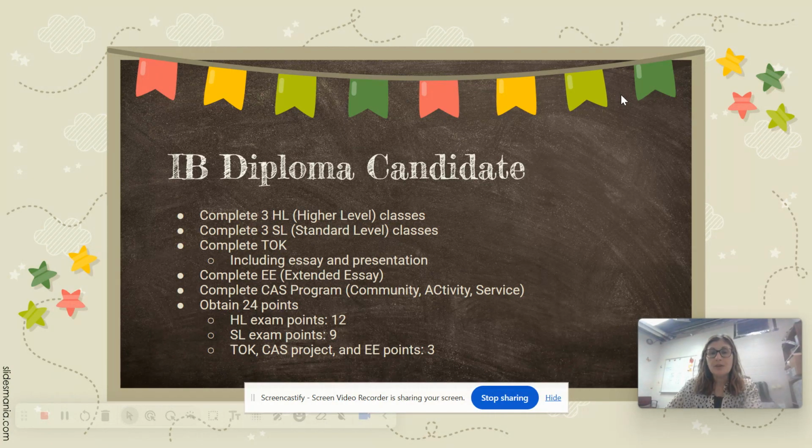They need to complete their extended essay and their community activity service project, and then at the end, they must score 24 points. They can earn 12 from HL exams, 9 from SL exams, and then up to 3 from their TOK, CAS project, and EE.